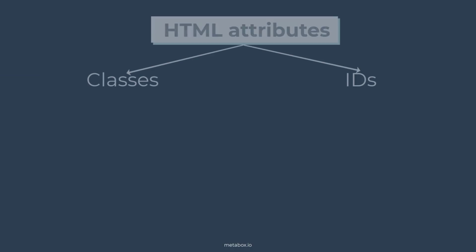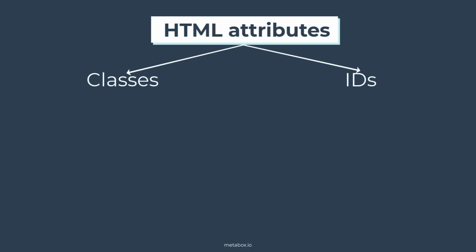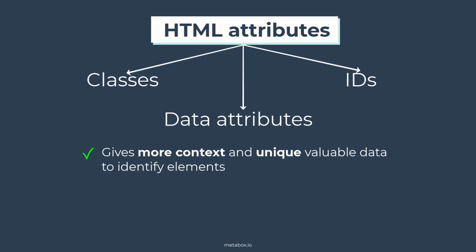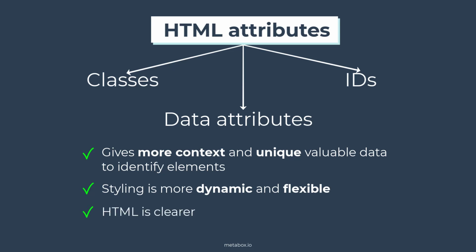You may know that classes and IDs are HTML attributes used for styling elements, and a data attribute is also a type of attribute. The difference is that a data attribute gives you more context and unique valuable data that identifies specific elements or posts. It makes styling dynamic and flexible. As a result, the HTML will be clear, since you don't have to create too many classes. It's good for performance. Does it make sense to you? We'll go into detail about how to style elements with data attributes.